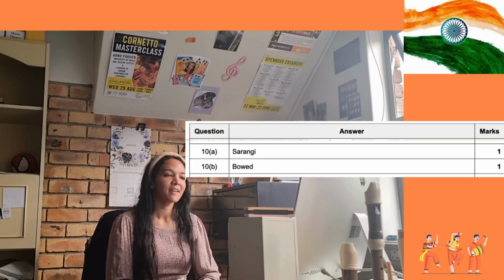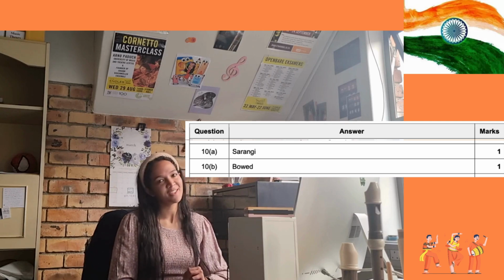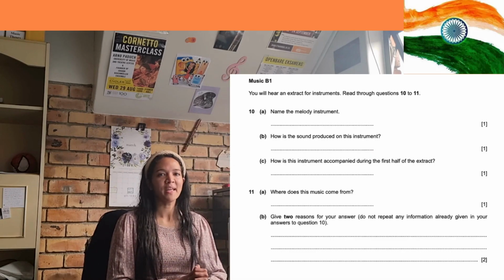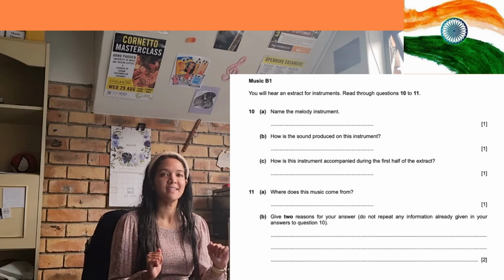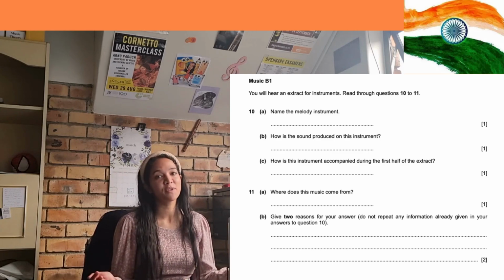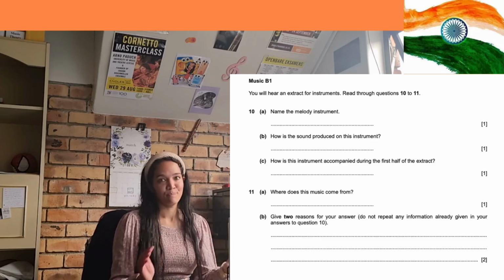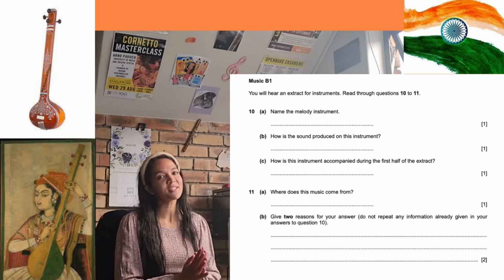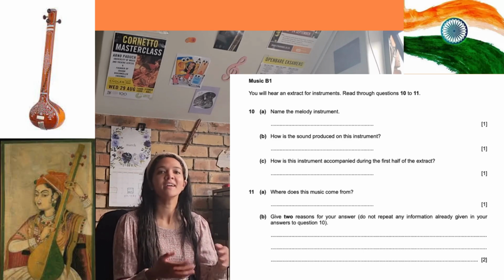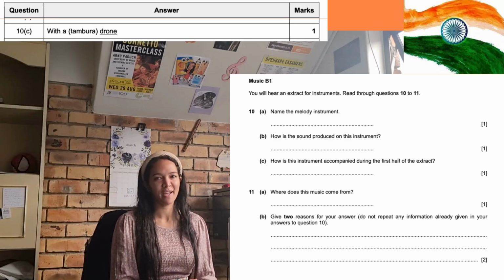So that is the first half of our extract. And of course, the sarangi here is bowed. It is a bowed Indian string instrument. Then we have the accompaniment underneath, and it is definitely a drone accompaniment, most likely played by a tambura, but you can just say that the sarangi here is accompanied by a drone.